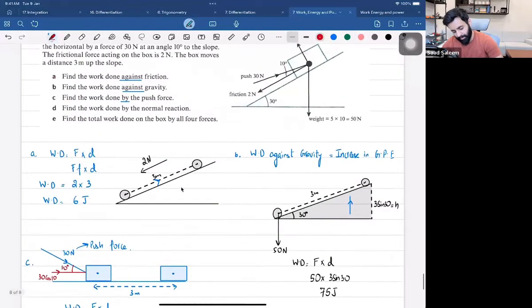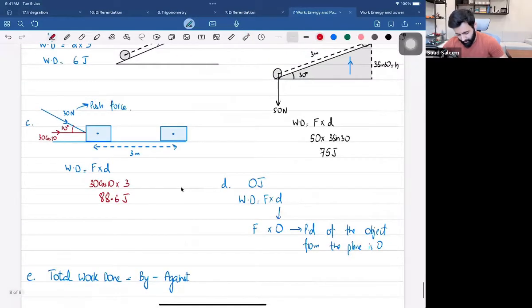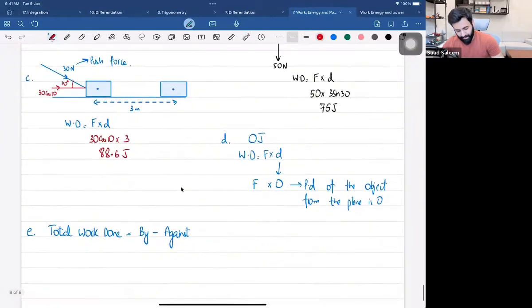That means you take all the forces where you see the word by. We see the word by with the push force. What's the work done by the push force? I think we worked it out. Work done by the push force is 88.6. So that is 88.6 minus the work done by all the forces acting in the opposite direction to which the object is moving, which is the work done against friction and the work done against gravity, which was 75.